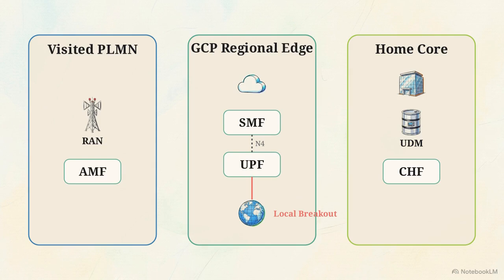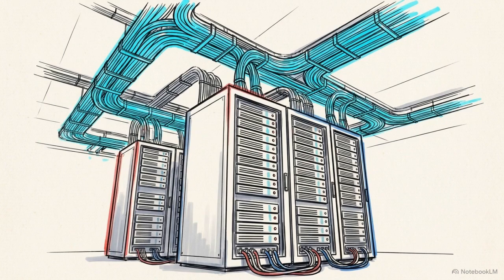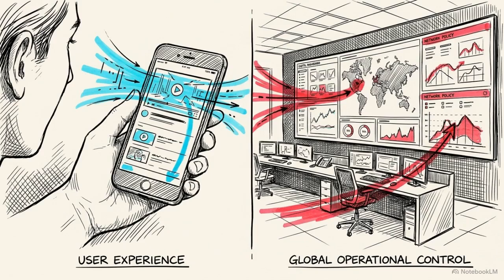These three domains are bridged by specific transport links. The global IPX backbone connects the visited network to the cloud edge, while a private cloud interconnect links the cloud edge securely back to the on-premises home core. Physically distributing these standard components separates where the bytes are routed from who controls the rules, decoupling the localized user experience from centralized operational sovereignty.